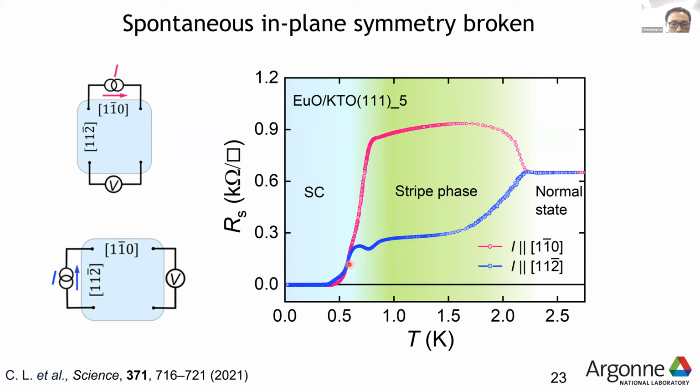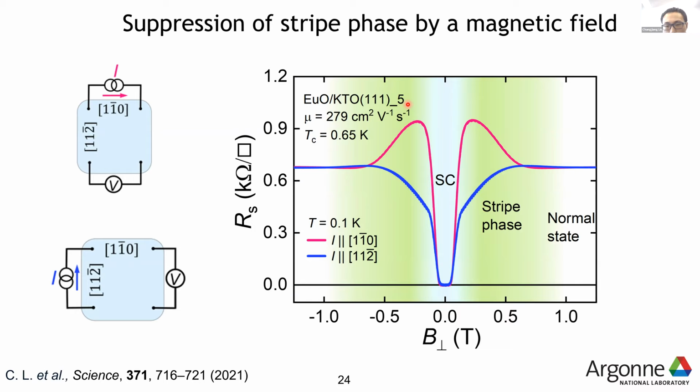This sample is different from the one I showed you earlier, in that this sample has a lower carrier density as well as a much higher mobility than the previous samples. And we found that this stripe phase can be driven or suppressed by applying a magnetic field. For example, if we increase the magnetic field, initially the superconductivity is suppressed, but after that we see an anisotropic behavior in the transport, just like what we saw in the R versus T measurement. As we apply the magnetic field further, eventually the system becomes normal, and the anisotropic behavior is also suppressed.